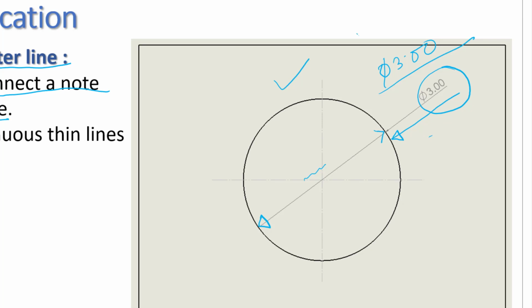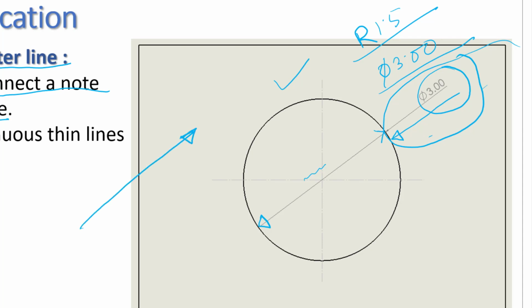If we want to say the radius, then we can write R 1.5. That means radius of the circle is 1.5. So this way, this leader line or the pointer line consists of two things. It has an arrow at one end, and at the other end the note is written. And in this example, the note is that the diameter phi is 3.00.